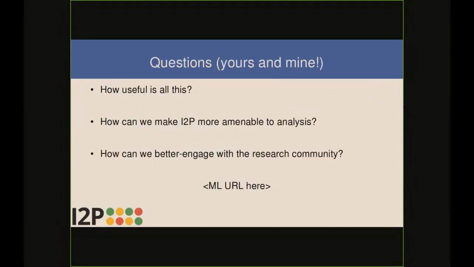So yeah. Basically, I'm going to finish up with my questions. Firstly, how useful is all this? If someone were to say, oh yeah, there's this paper that was published back in 2001 and it covers the exact use case and it's not going to work at all, great, please tell me. I would love to know about that paper. But also in particular, assuming that's not the case and there is still some usefulness here, how can we make I2P more amenable to analysis for researchers?